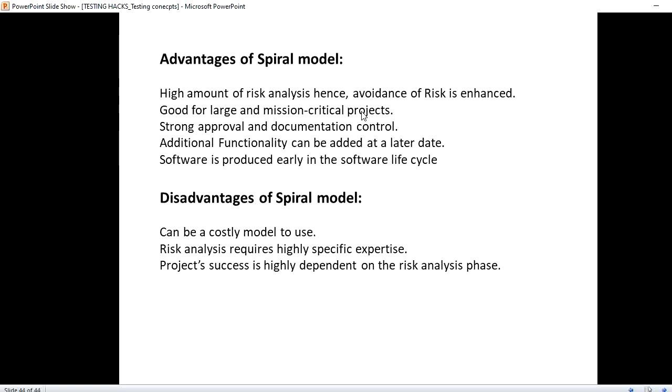I gave the example of a scientific application. In that case we cannot generally identify the risks. Only people who have expertise in that area can identify such critical risks. And project success is highly dependent on the risk analysis phase, as we have already mentioned. So this is the advantages and disadvantages. We also got to know when to use this: whenever a software has complex modules and where risk is involved, we will use the spiral model.